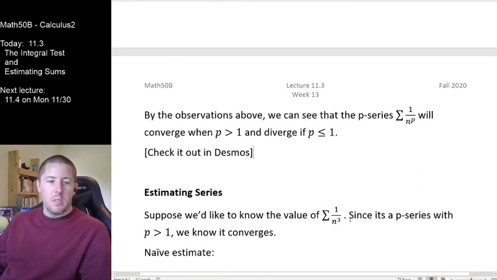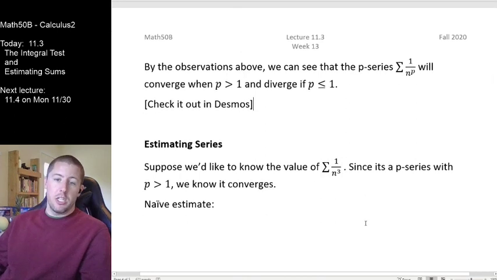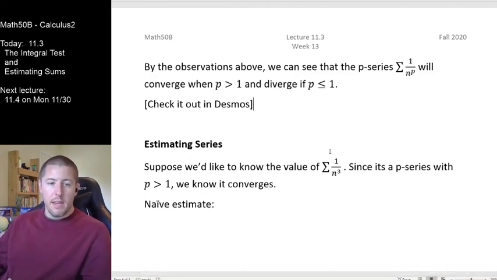Part 2 of this section says, well, if we can determine convergence or divergence, the next thing we want to do, if we know it converges, is ask, what do we think it converges to? So suppose we'd like to know the value of the series 1 over n cubed. Since it's a p series, with p being greater than 1, we know it converges. I don't need to do any math. If it is of the form 1 over n to the p, and p is bigger than 1, it converges by p series, done. That's all you've got to tell me to convince me. I don't need to see an integral test for this. You can say p series with p greater than 1 implies convergence. Done.